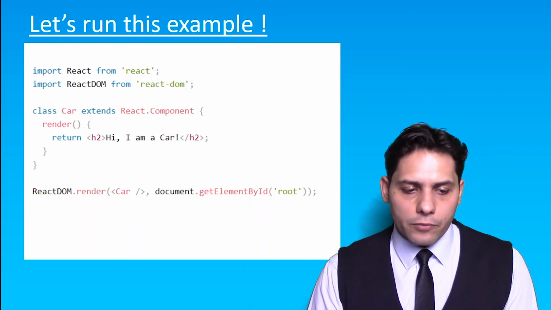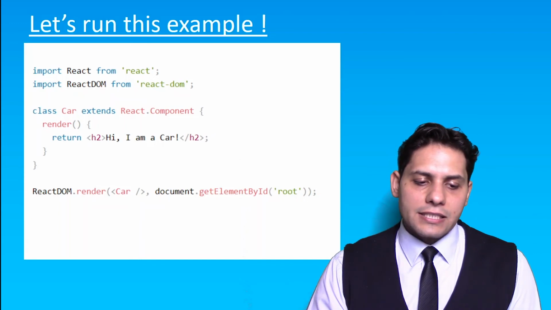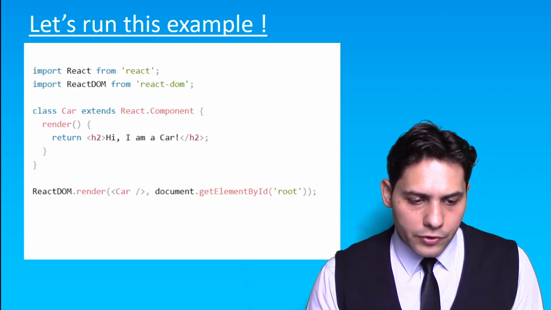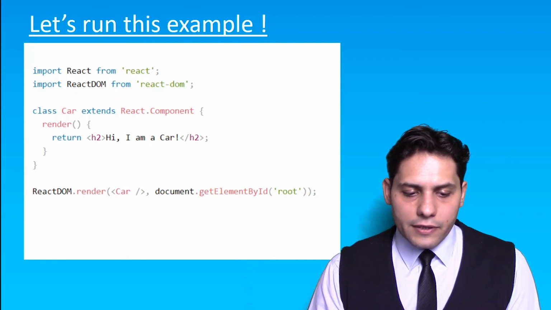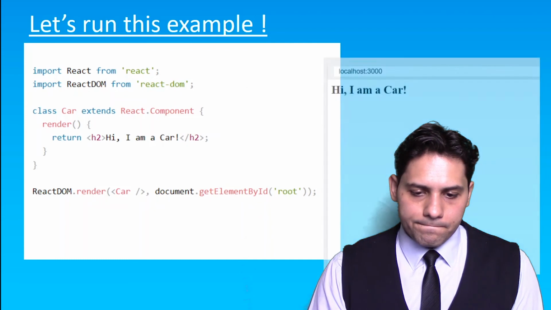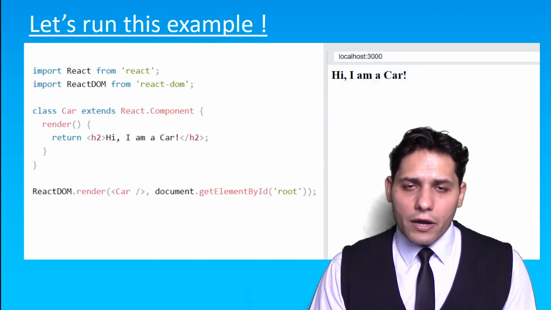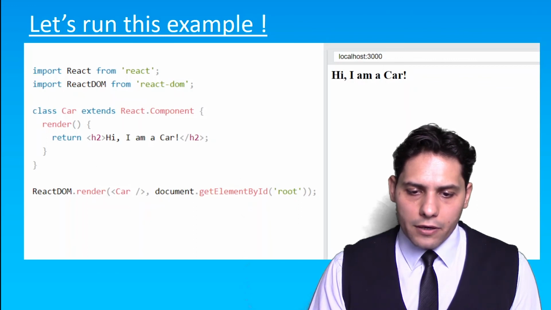Import React from React, import ReactDOM from React-DOM, class, and we bring the class here, and then with ReactDOM.render we call the Car class, and it's our final result. Hi, I am a car.